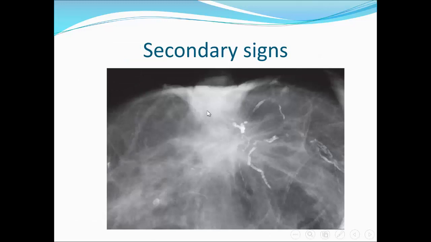We have also secondary signs of malignancy, like this, the areola is thickened, and here there is nipple retraction, and we have here marked architectural distortion of the breast. What is the architectural distortion? That we found that all the lines of the breast are attached to this lesion. So these are the secondary signs.